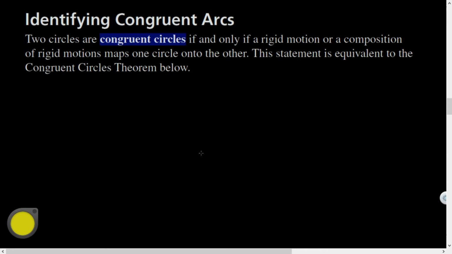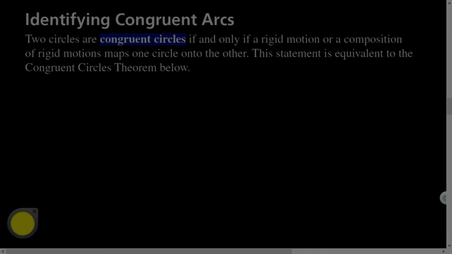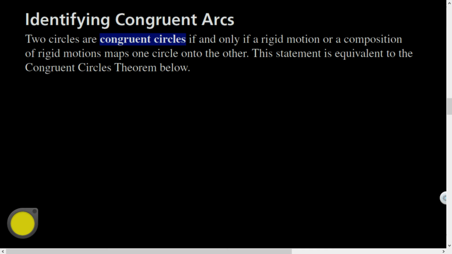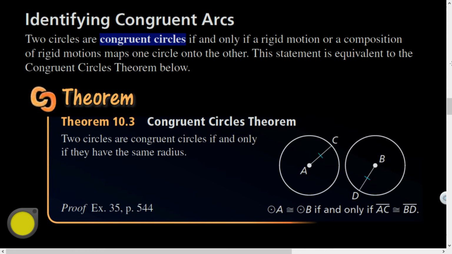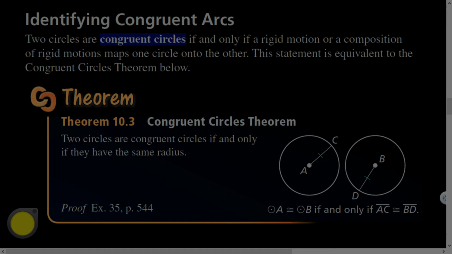Less, maybe. Two circles are congruent circles if and only if a rigid motion or composition of rigid motions maps one circle onto the other. And so circles are congruent if they have the same dimensions. And the only dimension that matters to us would be the radius, or you could say two diameters are congruent as well. And it turns out two arcs are congruent.